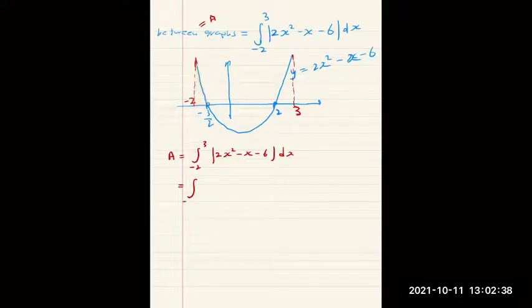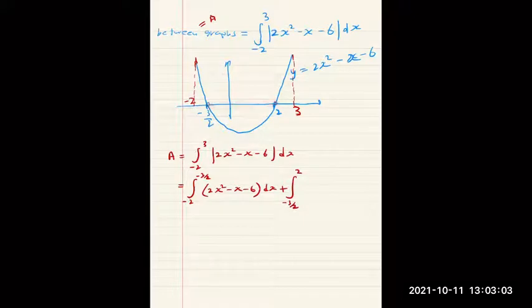I'm going to take the integration from -2 to -3/2. My function is going to be 2x squared minus x minus 6 itself, dx. And then plus, I'm going to go to the next interval, -3/2 to 2. Now I'm on the interval -3/2 to 2.